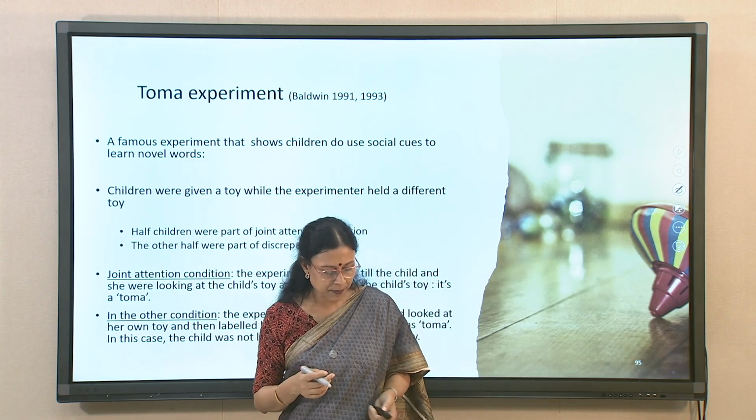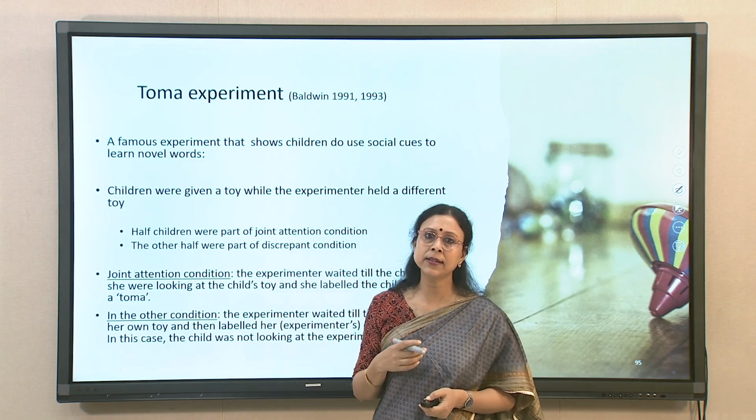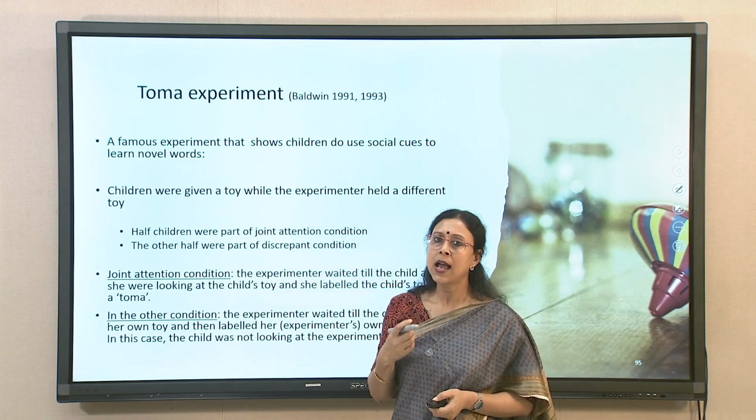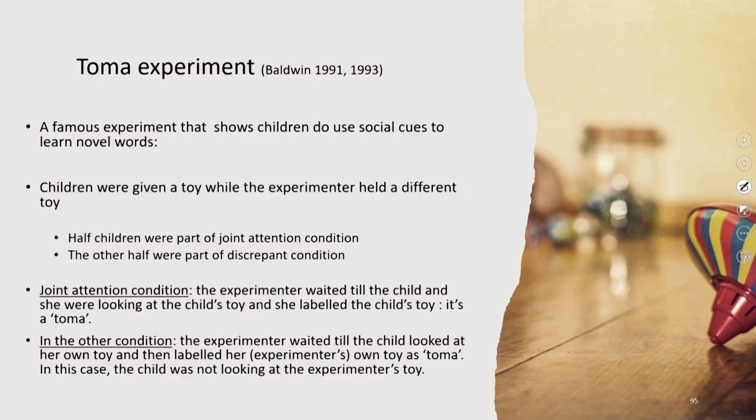So, one famous experiment that has looked at this particular idea is called the Toma experiment. This was reported by Baldwin 1991, 1993. So, this experiment shows that children do use social cues to learn novel words. The scenario went like this. The children were given a toy and the experimenter also had another toy in her hands.